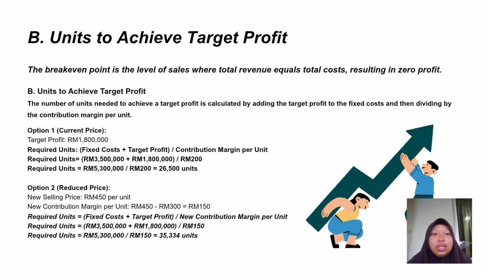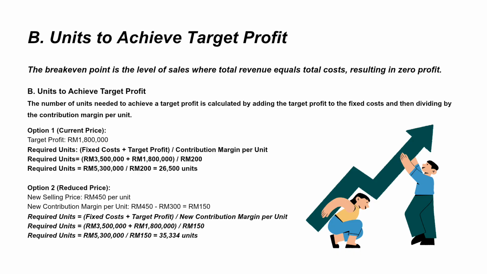Option 2. Reduce the price to 450 ringgit. This is a more aggressive strategy. It will increase sales volume by 20%. However, it significantly lowers our contribution margin per unit to 150 ringgit. As a result, to achieve the same target profit, we need to sell a much higher volume of 35,334 units. This is 33% more than what is required under option 1.